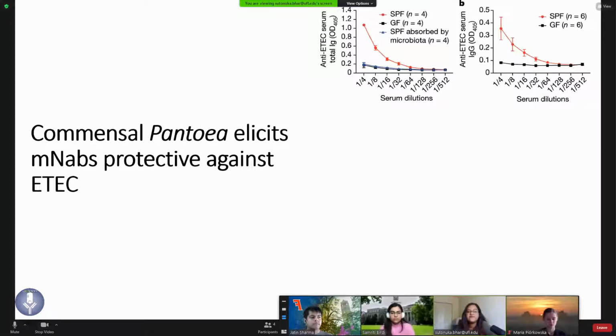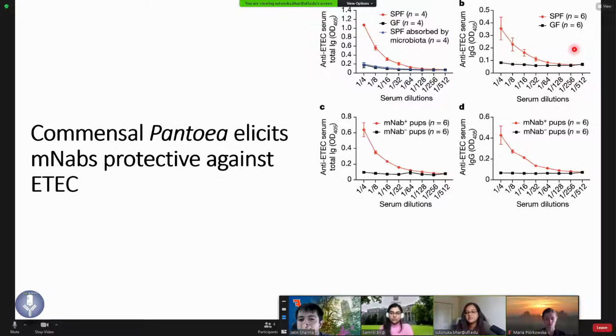Now they see if any commensal bacteria can help induce the mNabs and protect against the ETEC infection. Total ETEC6 directed serum immunoglobulin and IgG were high in titer in SPF mice mothers than in germ-free mice mothers. So SPF mothers are in red, germ-free is in black. And as you can see, the total immunoglobulin as well as the IgG are higher in concentration for the SPF moms.